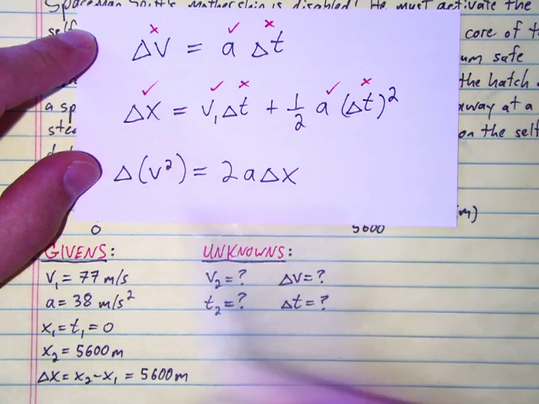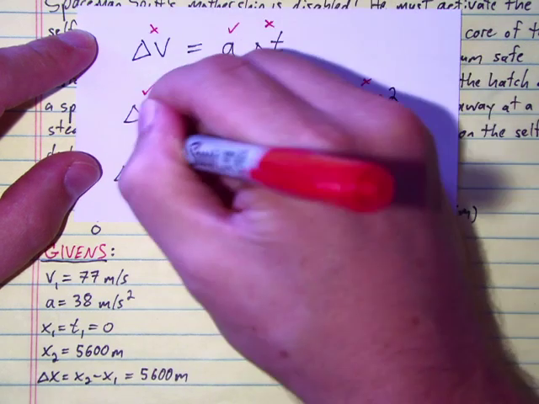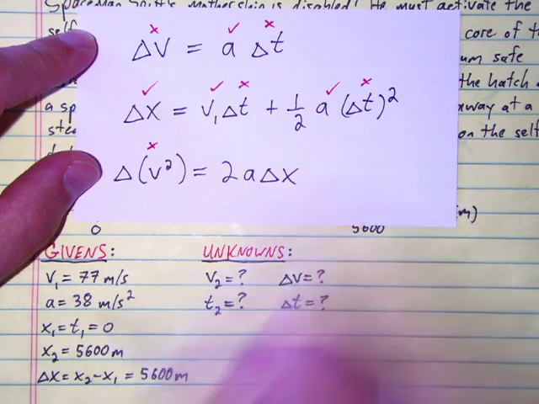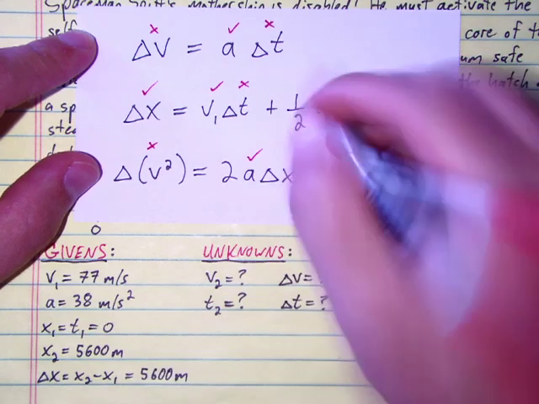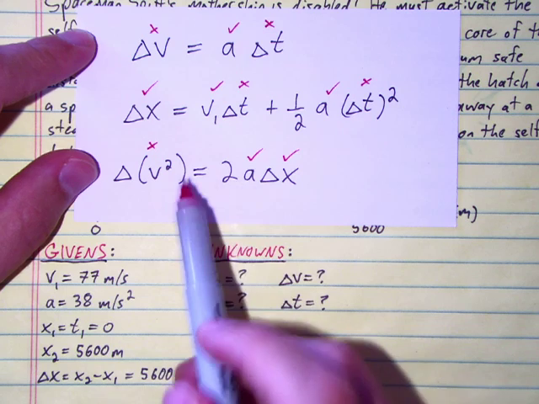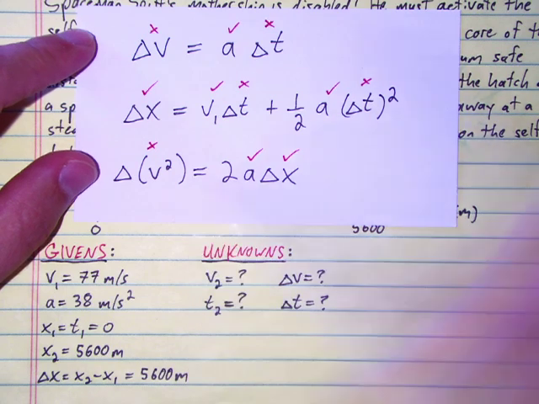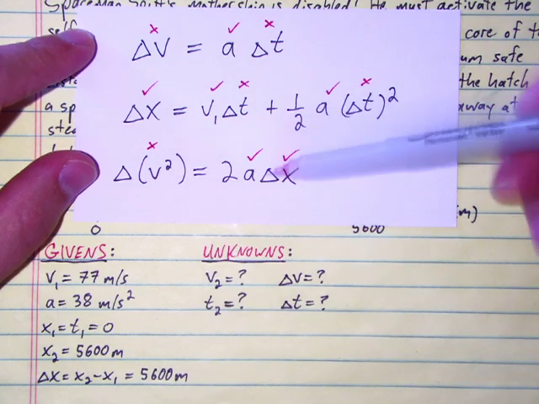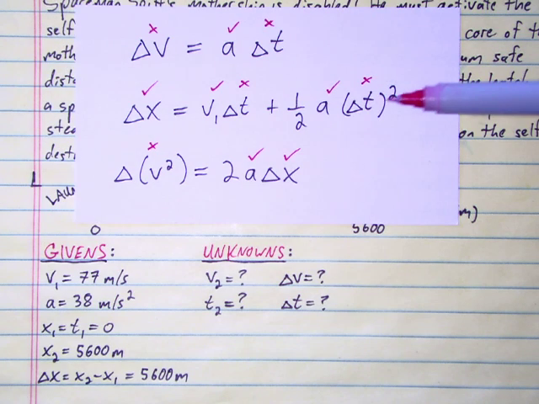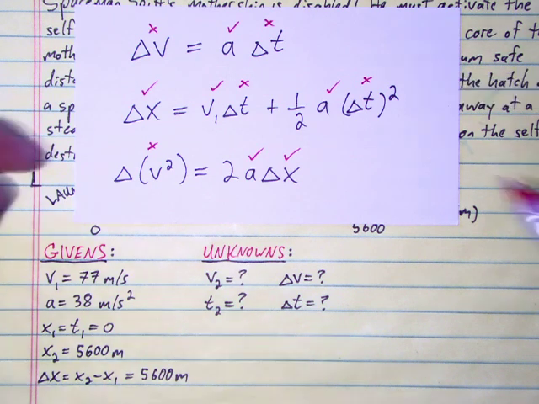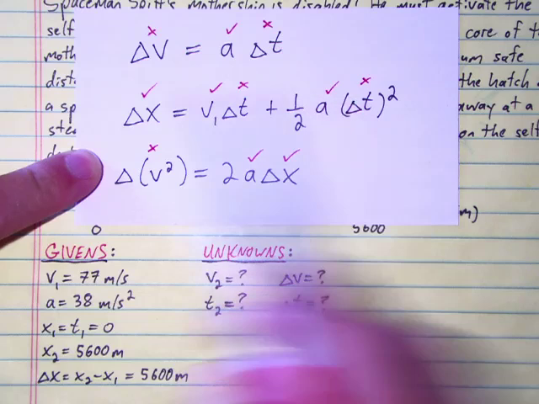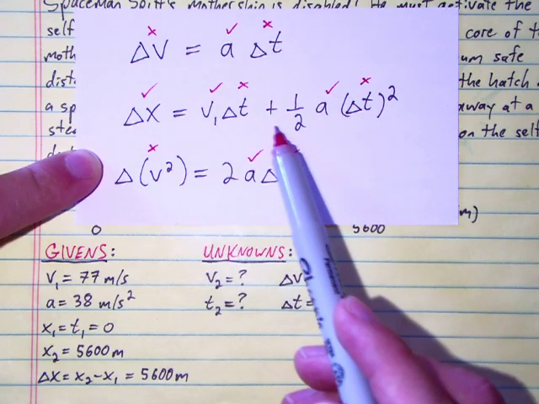Let's check the last one just to be sure. Do we know the change in the velocities? No, because we don't know the final velocity. Do we know the acceleration? Yes. And we know delta x? Yes. Okay, so we could solve this one too. So between these two, which one do we want to solve? Think, what are we interested in finding? Well, we want to know how much time it's going to take him to reach the minimum safe distance. So we want to solve for the time. So we're going to use this equation right here, the second one.